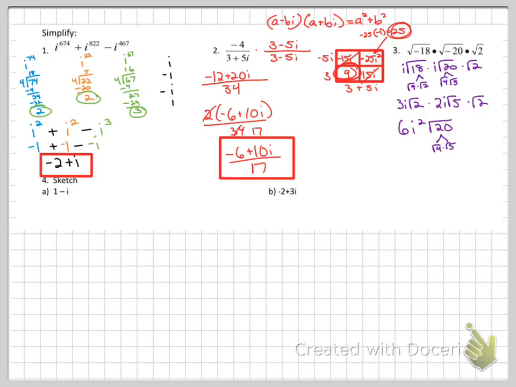So I have 6 times, what's i squared? Negative 1 times square root of 4 is 2 times root 5. Finally, multiply it all together. Negative 12 root 5.